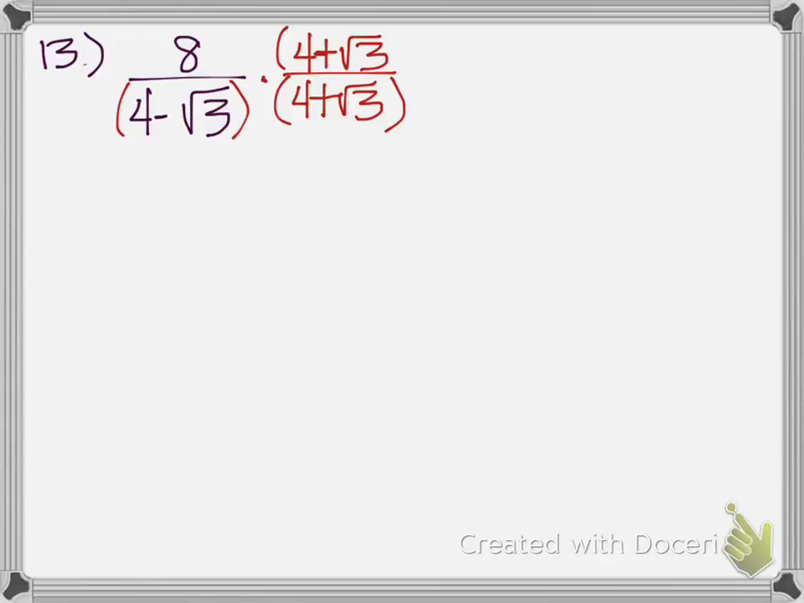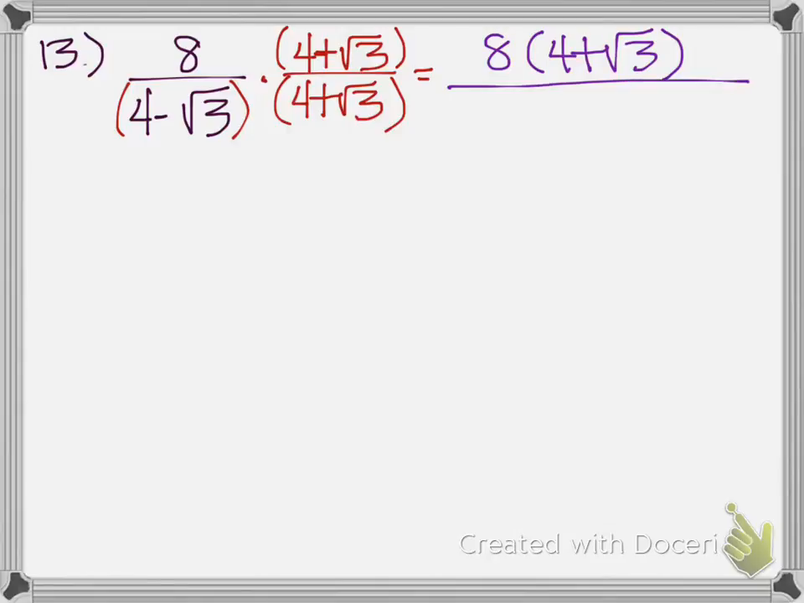Now, this one is a little bit easier because my numerator is just a single number. So I don't have to FOIL the top like I do the bottom. I just have to distribute. So that's going to make it a little bit simpler to work with. However, in my first step, I just leave it factored. I don't multiply until the end, and I'll explain why that is once I get there. So I'm just going to leave this as 8 times 4 plus square root 3 over.